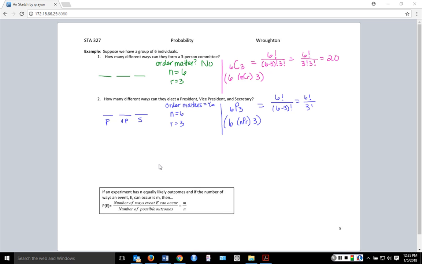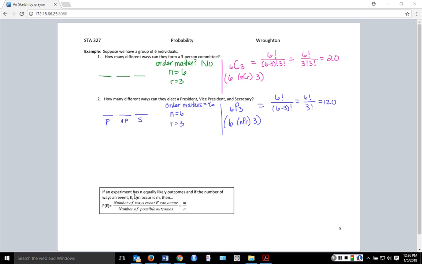So what you see when you compare the two is that this number is going to be bigger than this one up here, because I don't have this extra number I'm dividing by. So this one turns out to be 120. So now we have a little idea how to do that. We're going to see how to calculate a probability using some of these techniques.